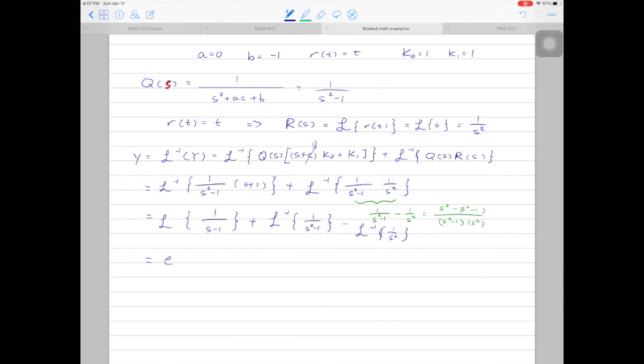Checking with the Laplace transform table, you can get the final solution, y equals e to the power of t plus sinh t minus t. In the next video, we'll look at something called s shift in Laplace transform.